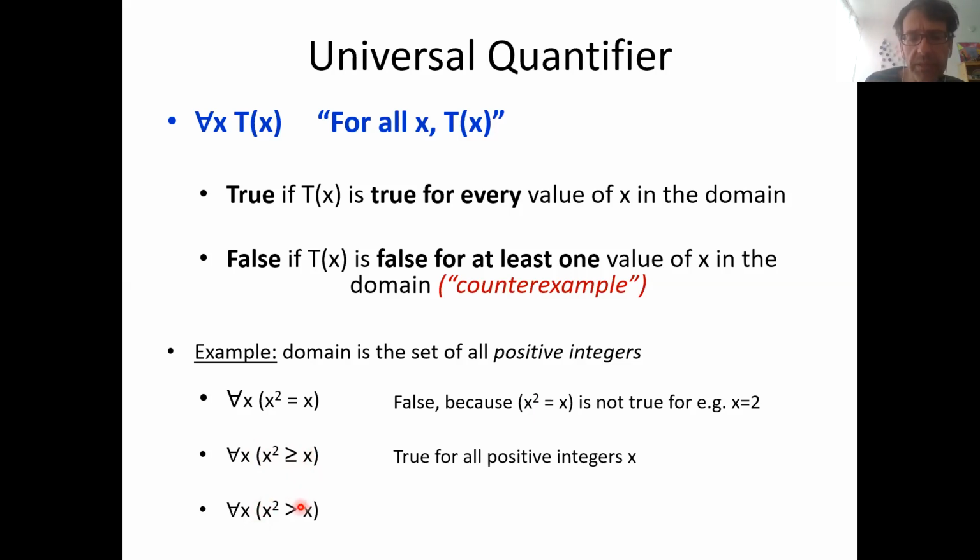What about this statement, that x squared is always greater than x? You need only one counterexample, and indeed, over this domain, there is only one counterexample, and it's x equal to 1. 1 squared, which is 1, is not greater than 1, right? That's the only counterexample, but that's all you need.